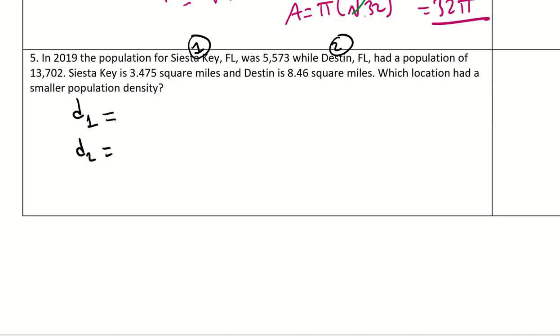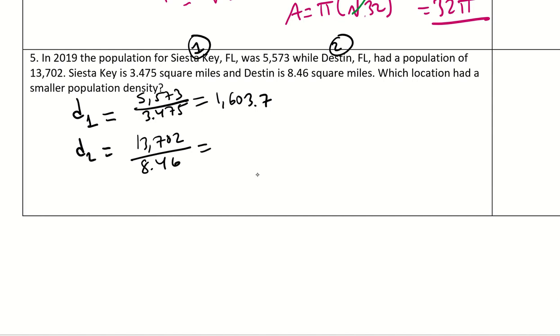Oops, I reversed it, sorry. The population was 5,573. The area for Siesta Key is 3.475 square miles. So if we do that, we get 1,603.7. And then for Destin, the population is 13,702 over the area 8.46. So Destin has more people, but it also has a larger area, so it makes sense that it has more people. So we're going to compare to see which one's bigger.